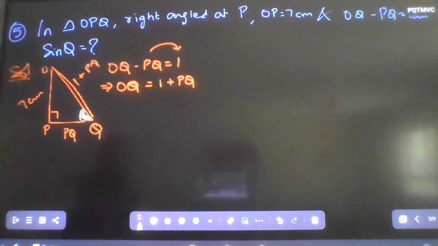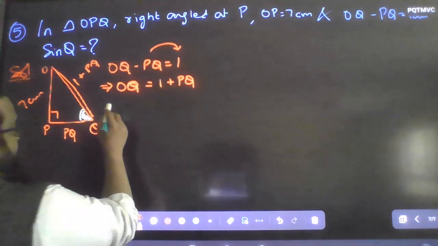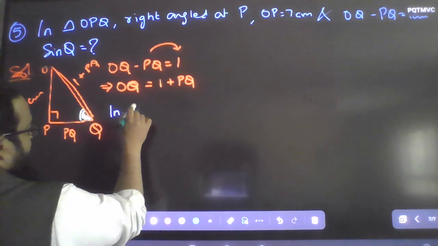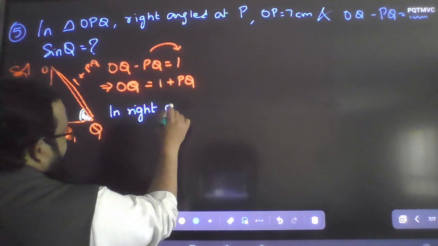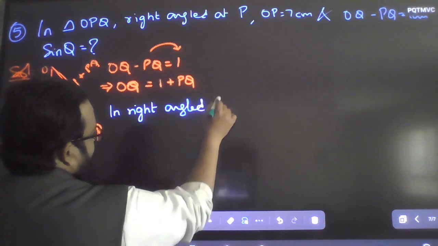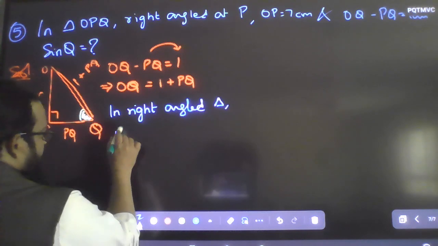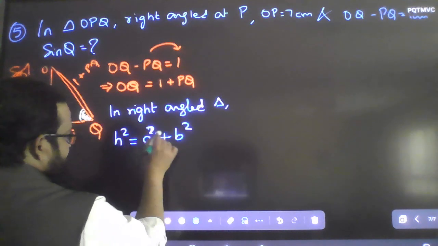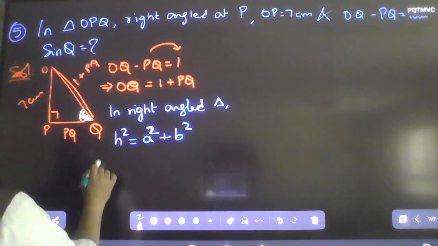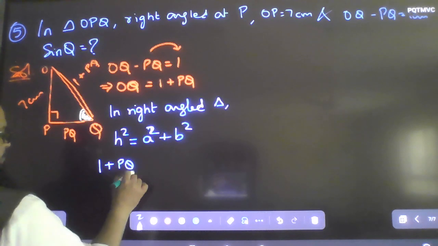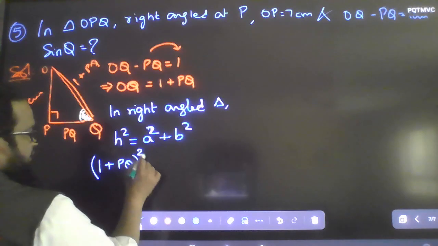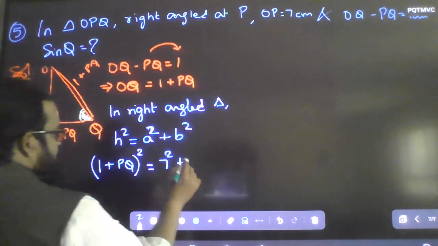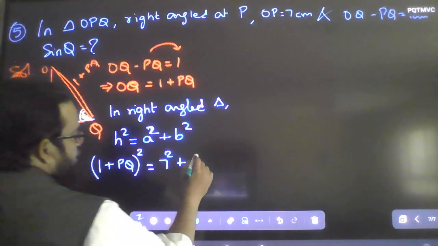Let us do right angle triangle, Pythagoras theorem. In a right angle triangle, hypotenuse square is equal to altitude square plus base square. What is hypotenuse? 1 plus PQ, the whole square, equals altitude, which is 7 square, plus base, which is PQ square.